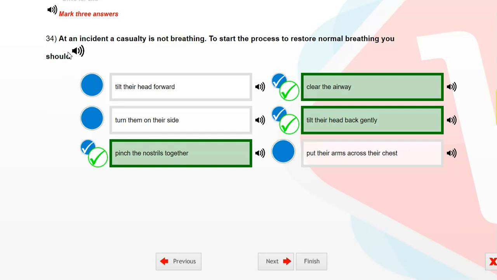At an incident, the casualty is not breathing. To start the process to restore normal breathing, you should pinch the nostrils together. Clear the airway. Tilt their head back gently.